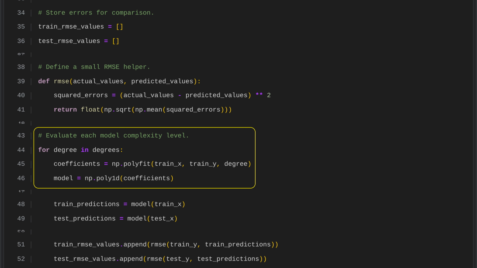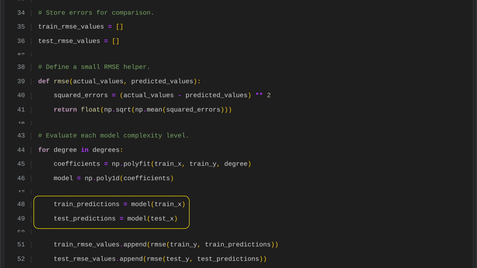For each chosen polynomial degree, we fit a model to the training data using the area in square feet to predict rental price. The fitting process finds the coefficients that best match the data, then turns them into a polynomial function that can make predictions. This prepares the model to be evaluated on both the training and testing datasets.